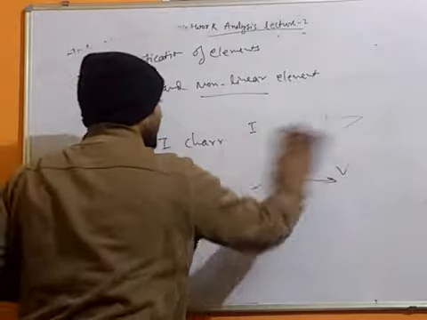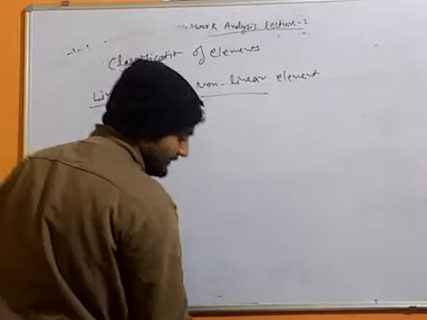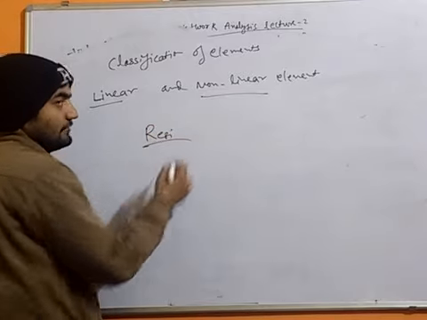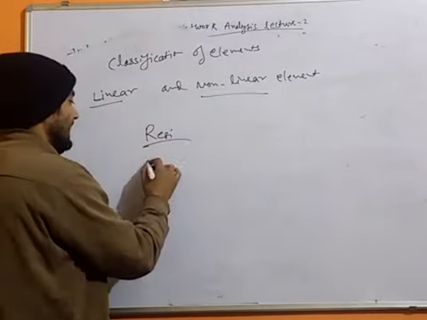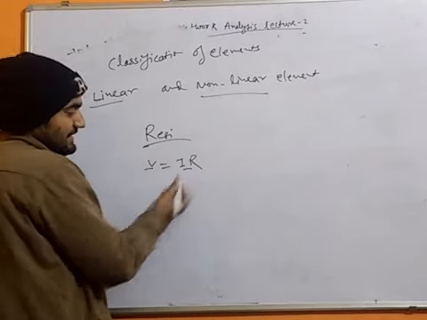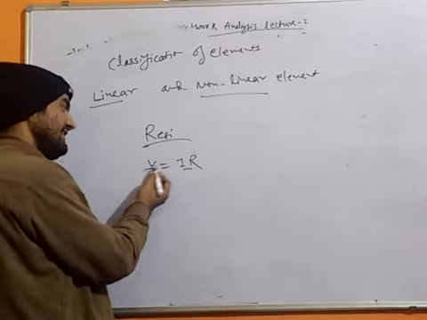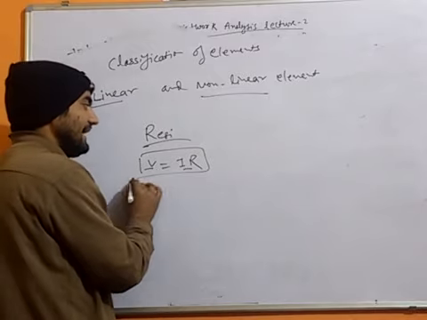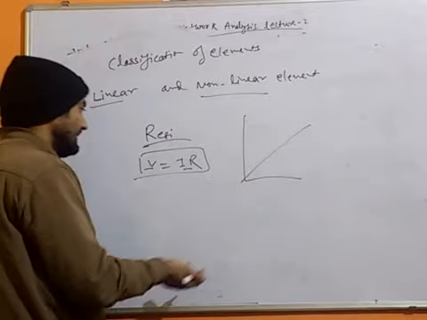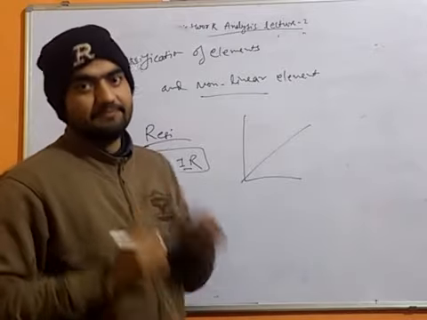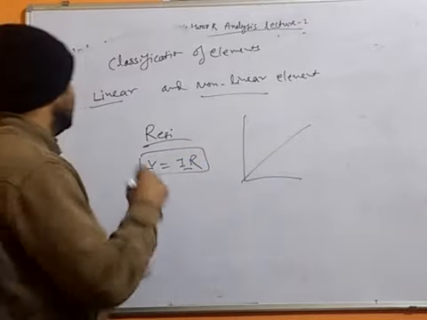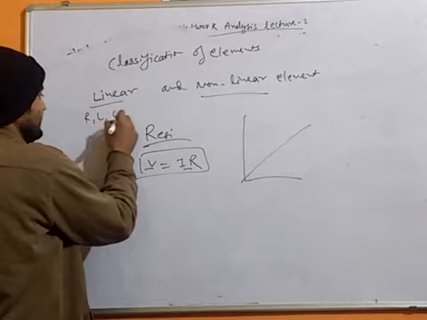So here we start with resistance, of course, and we all know that the resistance follows Ohm's law, the very famous law V equals IR. So we can see easily that V and I follow the simple line equation, and that's why it is a linear element. A similar case holds for the capacitance and for the inductance, and so these lie in the linear category.